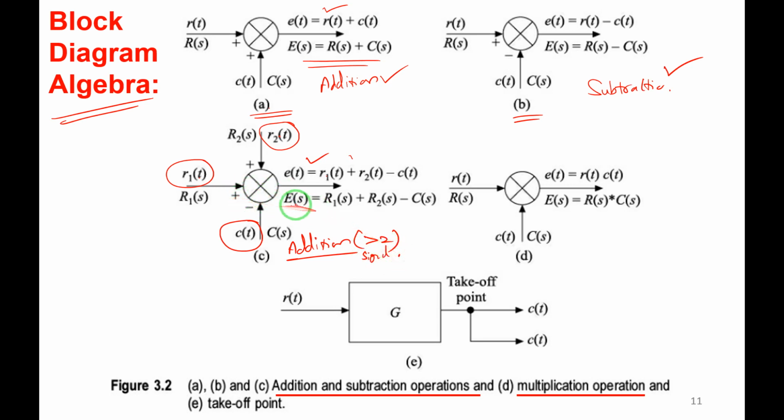Similarly, this holds good in Laplace domain also. E of s equals R1 of s plus R2 of s minus C of s. So you came to know the block diagram algebra, addition and subtraction. And one more thing you can see here, the addition and subtraction operation is linear. Whereas figure D goes for multiplication. Multiplication of signals is non-linear. I'll tell you about multiplication.